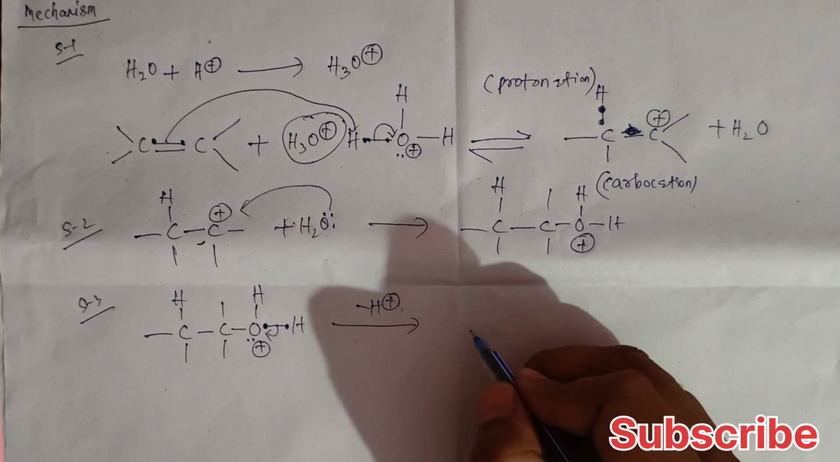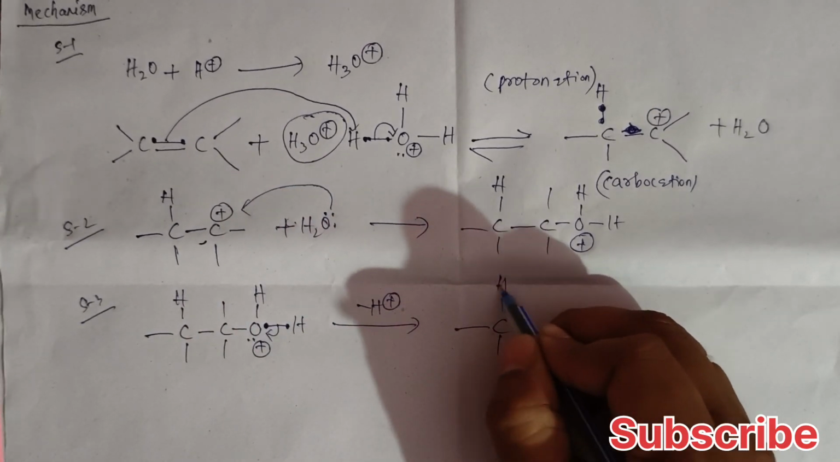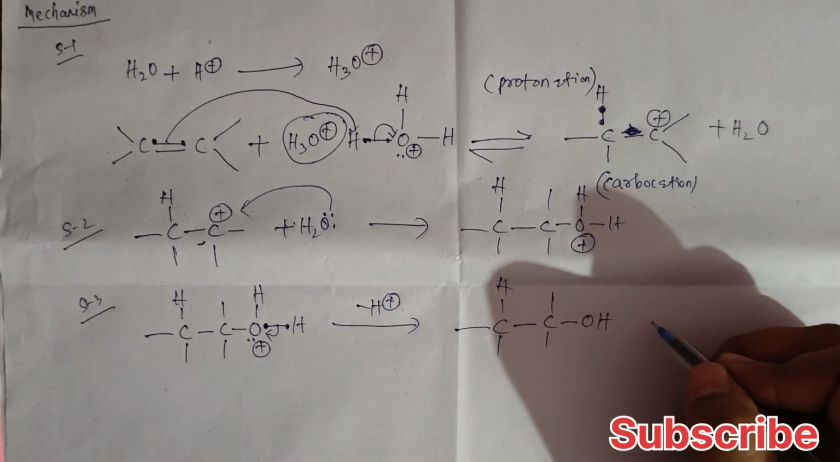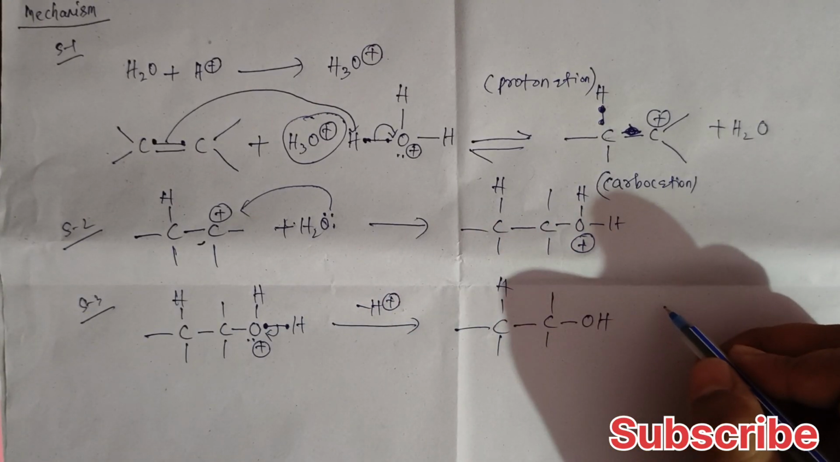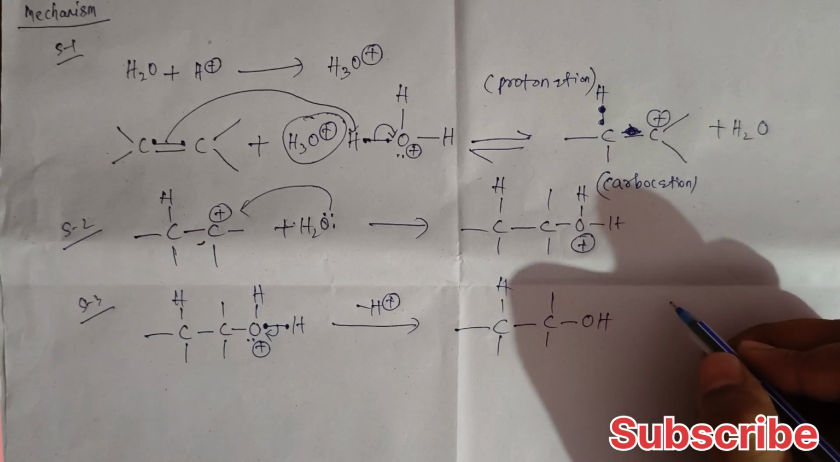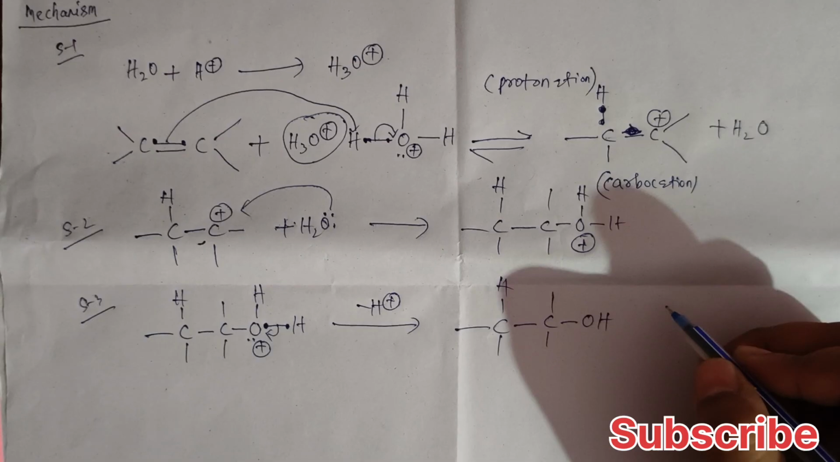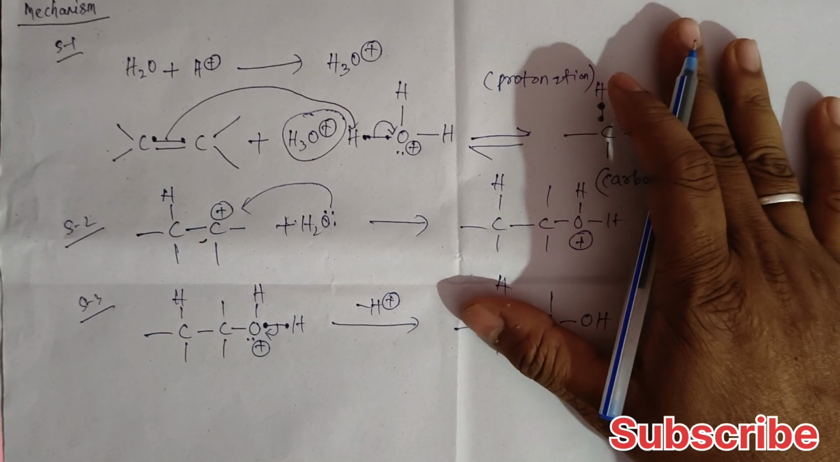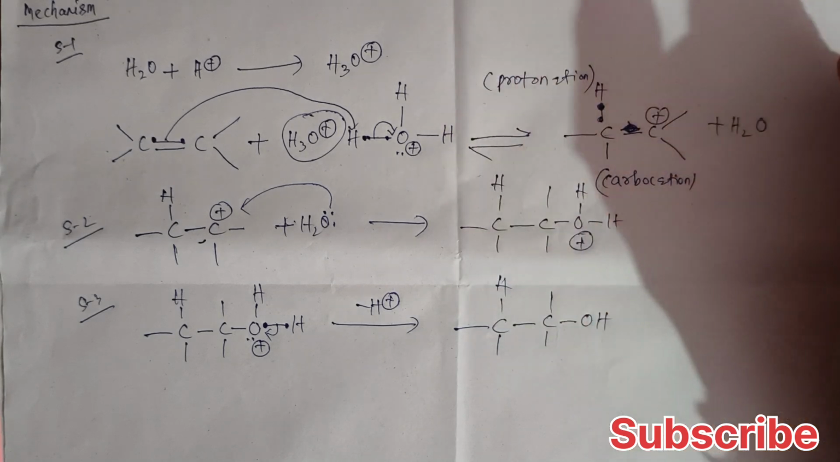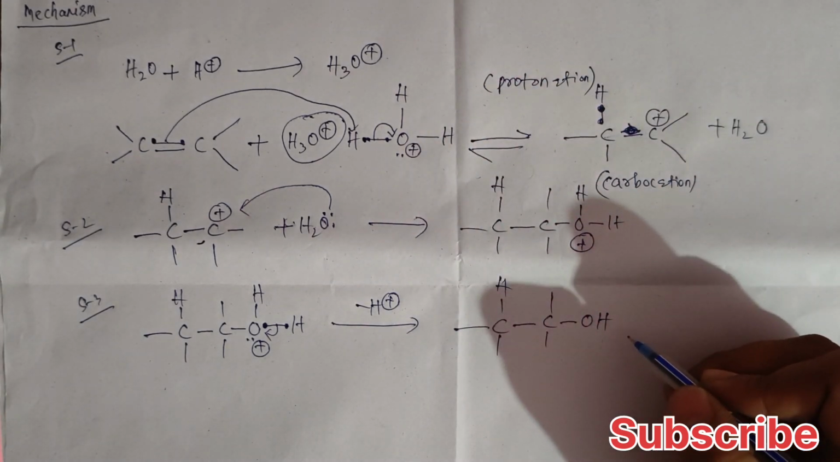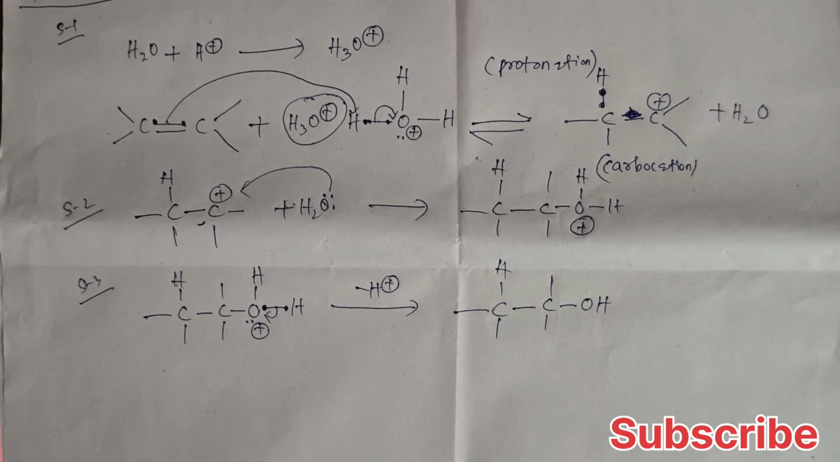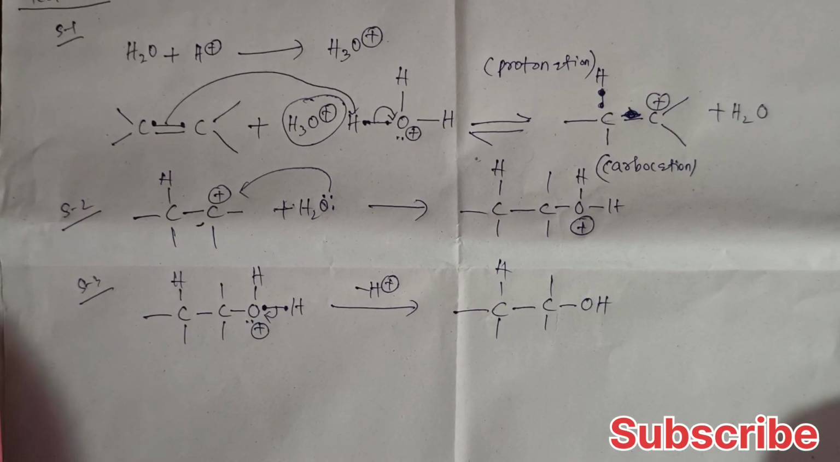So the H plus ion will be removed and we will get here what? We will get here an alcohol. So deprotonation will take place and we will get here an alcohol. Okay, so this is our mechanism of what? Hydrolysis of alkene, and we will get here an alcohol. I hope it is clear to all of you. Clear? This reaction follows what? This reaction follows our Markovnikov rule.